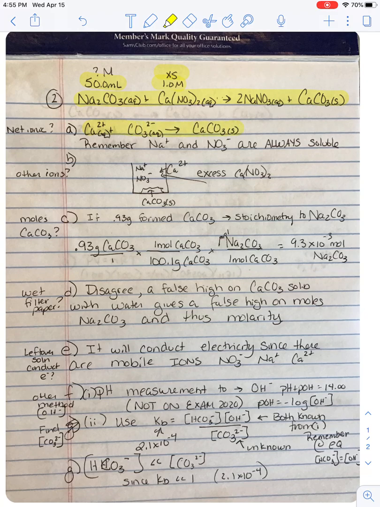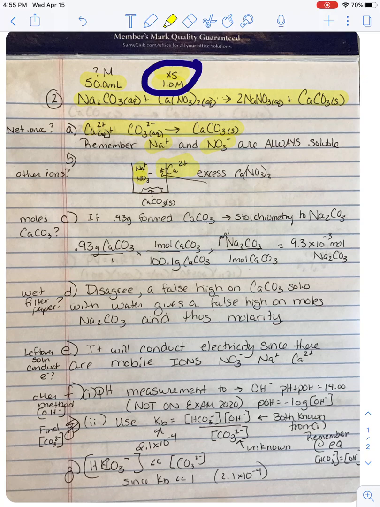Just a couple of reminders, Na+ and NO3- are always soluble, so they always create soluble compounds. And they asked, are there any other ions present? So they gave you the Na+ and the NO3-. And because the Ca(NO3)2 was in excess, you're going to have some Ca left over as well. So the other ion that you would add would be the Ca2+ ion.